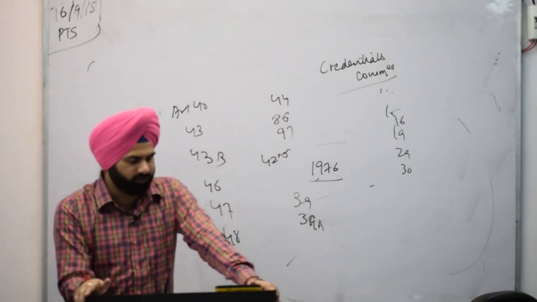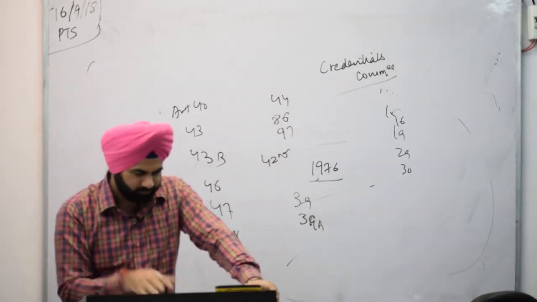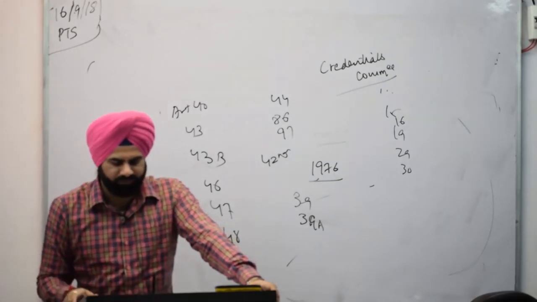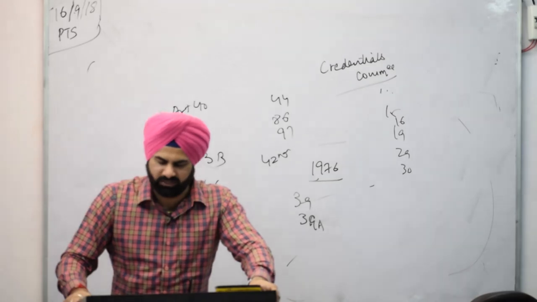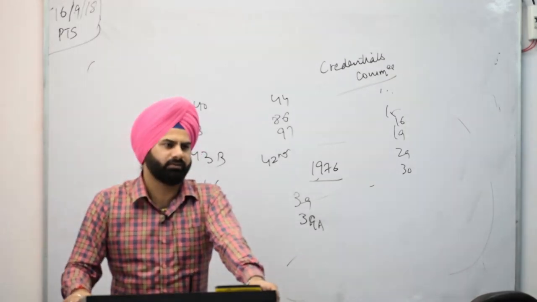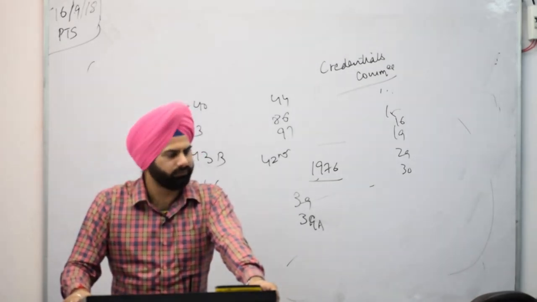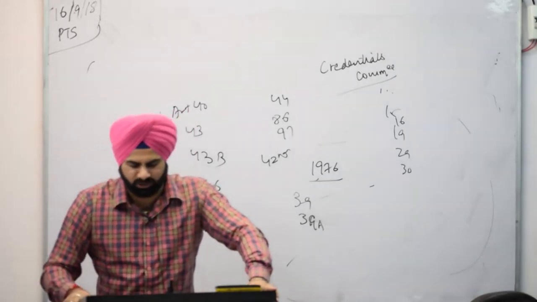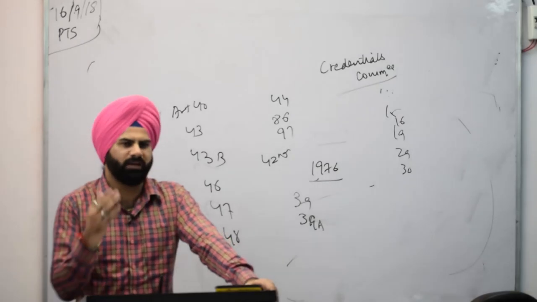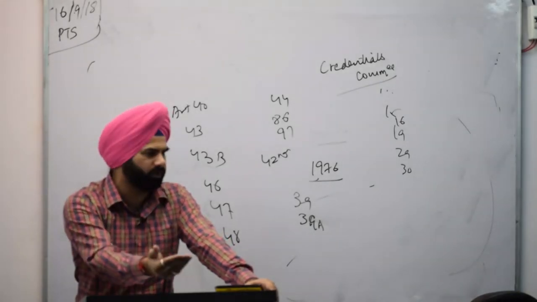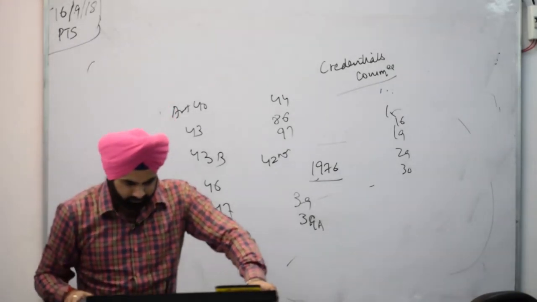51. From which of the following reasons may it be concluded that the constitution enjoys a higher position than the parliament? Very simple question, C. The constitution specifies how the parliament is formed and what its powers are. Jo supreme hoga wahi batayega aap kis tarike se form karoge aur what are your powers. 51, C.